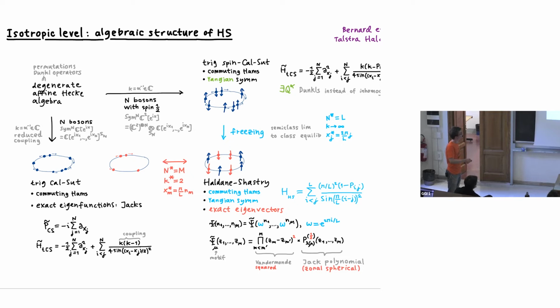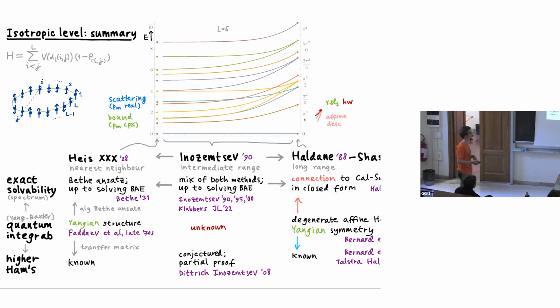So maybe what I want to highlight is that the exact eigenvectors look a bit complicated, but it's just a Vandermonde squared times a Jack polynomial. And this Jack polynomial is determined by the motif. So once you know the motif, you know these exact Yangian highest weight vectors, actually for any M. So it's a beautiful story and it really follows from this big algebraic picture here. I don't really want to go into details, but if anybody's interested, I'm very happy to talk more about it afterwards. So here's the summary of what I told you at the isotropic level.